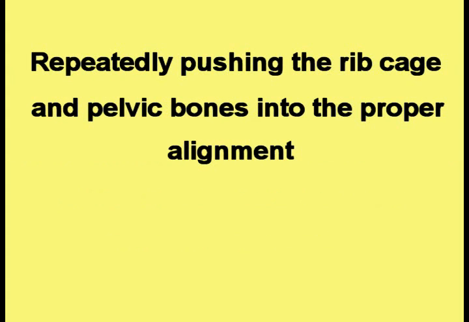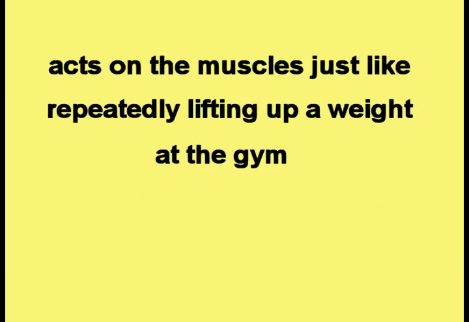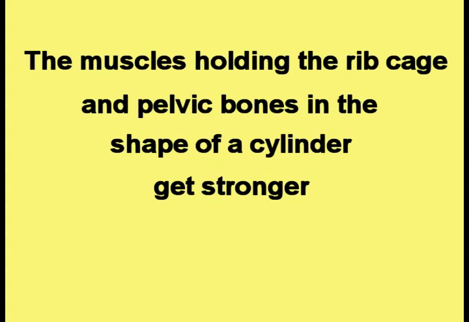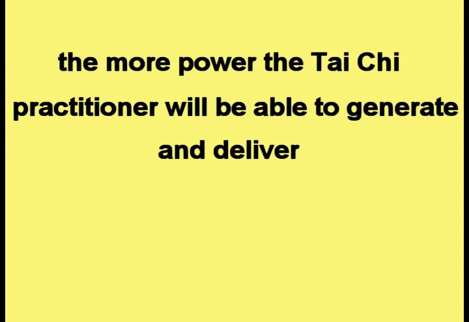Repeatedly pushing the rib cage and pelvic bones into the proper alignment via repeated practice of the Tai Chi form acts on the muscles just like repeatedly lifting up a weight at the gym. The muscles holding the rib cage and pelvic bones in the shape of a cylinder get stronger. According to the laws of physics, the more aligned and circular the rib cage and the pelvic bones are, the more power the Tai Chi practitioner will be able to generate and deliver.